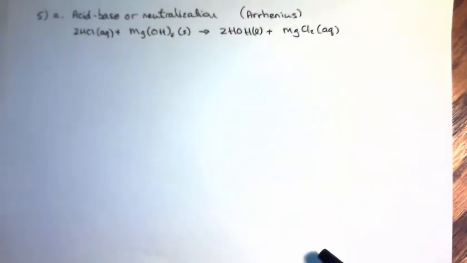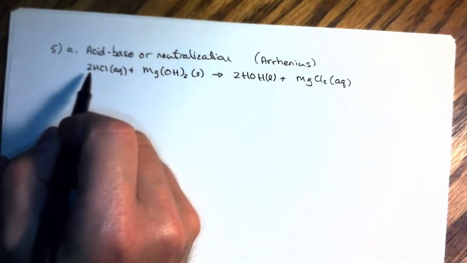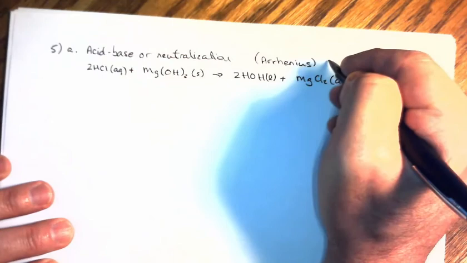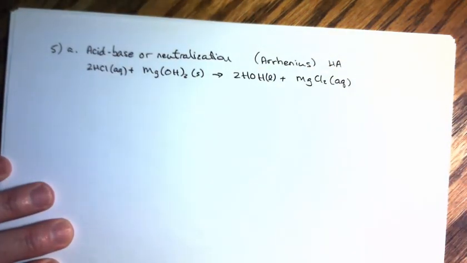Then let's look at our acid base. All acids have to have hydrogen in the front. So for our acid formula, we can call that HA.